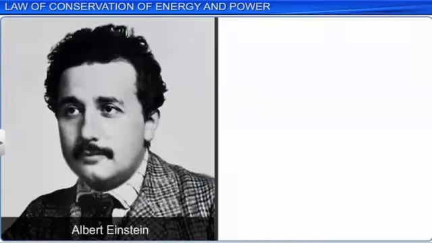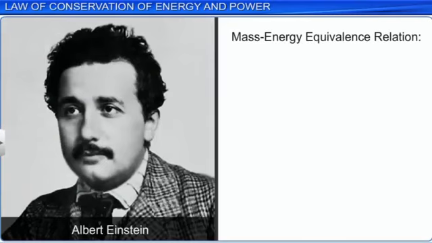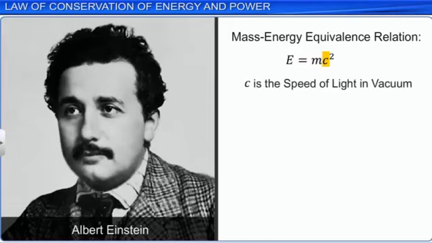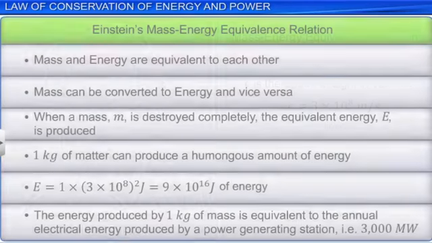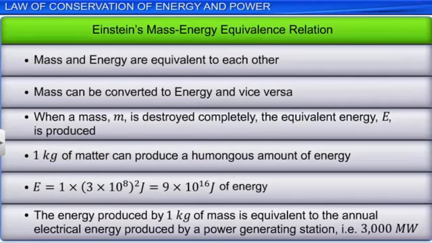However, Albert Einstein proposed his famous mass-energy equivalence relation, E is equal to mc², to show that mass and energy are equivalent. In this relation, E is equal to mc², and c is the speed of light in vacuum, which is approximately 3 × 10⁸ meters per second. Thus, according to Einstein's mass-energy equivalence relation, mass and energy are equivalent to each other. Mass can be converted into energy and vice versa.